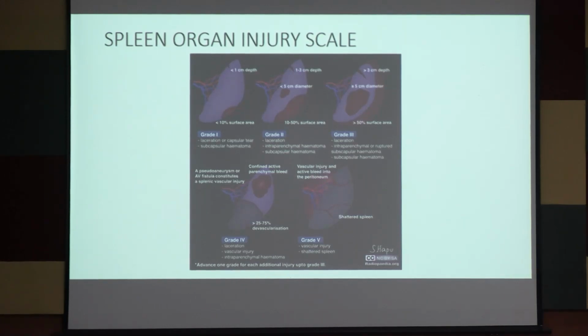Let's come to grade 4. Grade 4 is there is devascularization of spleen because there is increased bleeding and splenic vessels are involved. There is devascularization of the spleen, but only up to 75%.